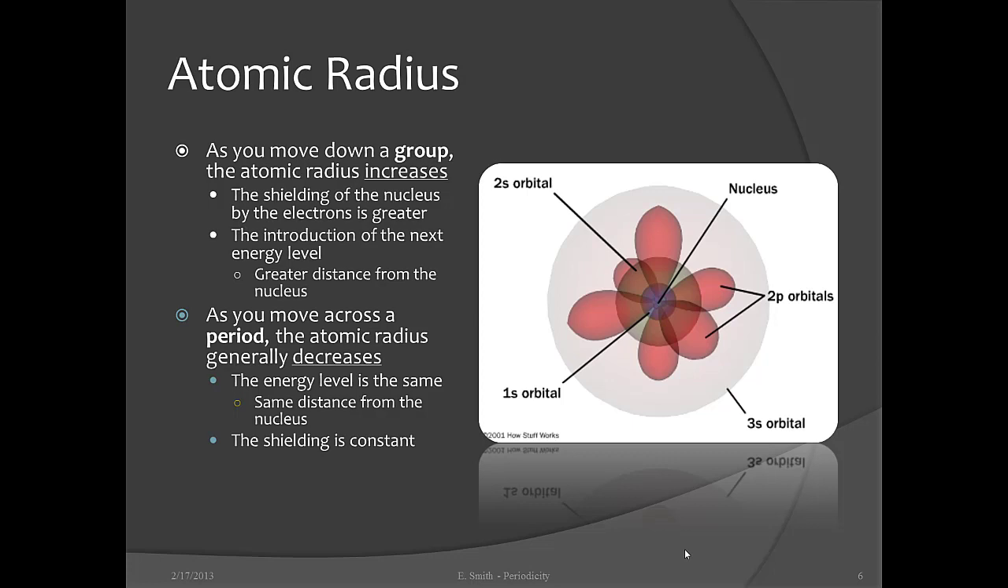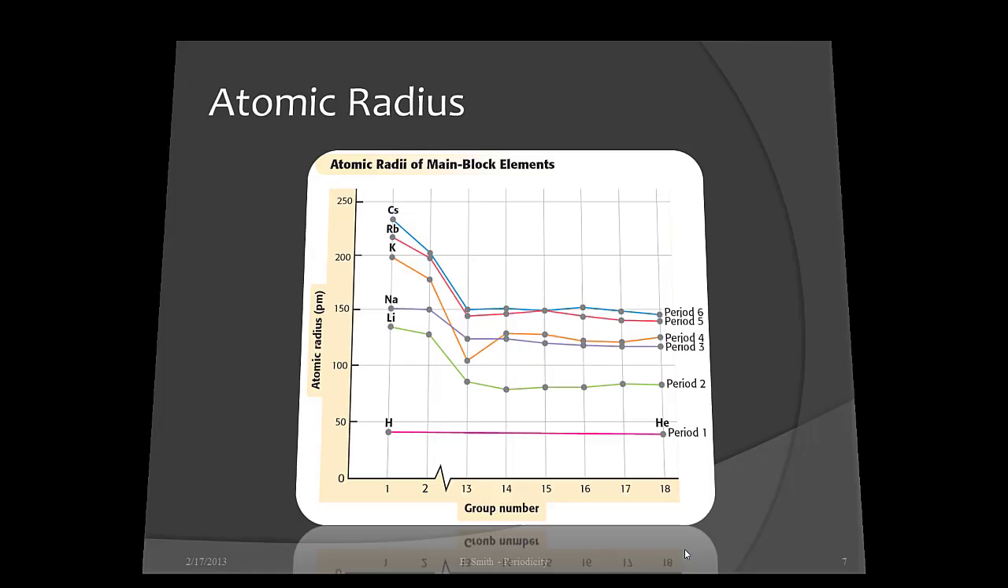So if the nucleus is becoming more positive and the electrons are entering the same relative distance from the nucleus, the atom is actually getting slightly smaller. And the reason is because the shielding is constant. So let's take a little look at a graph that might help give you a better visualization of this.